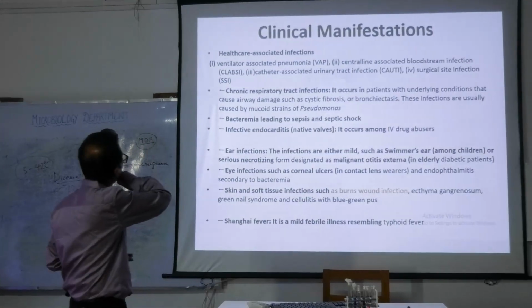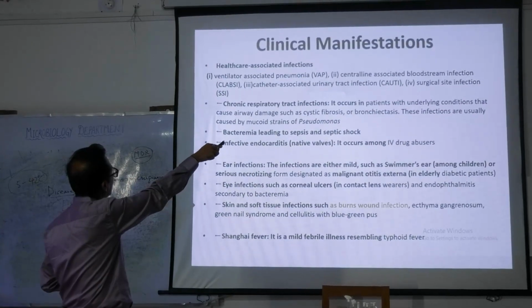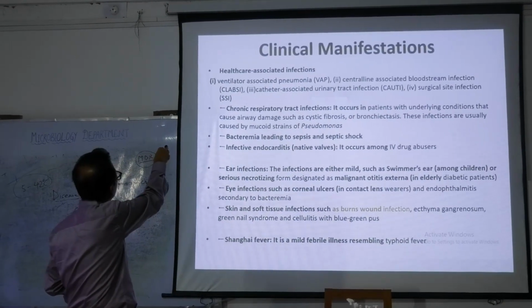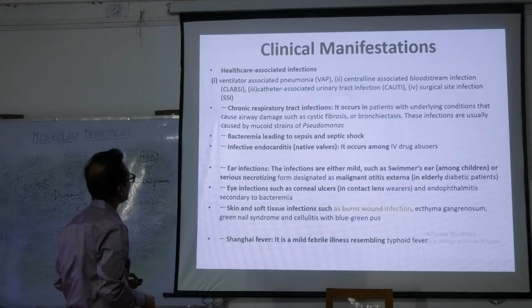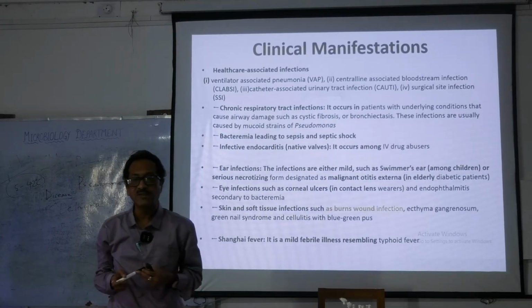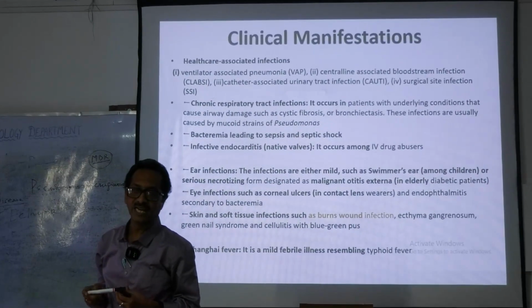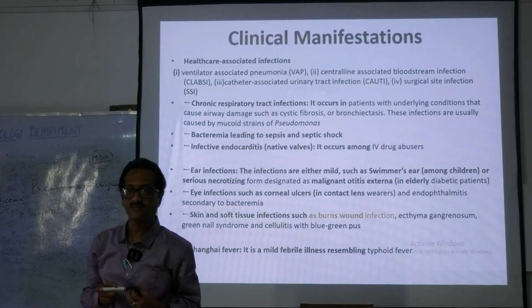Now, clinical features, I have already mentioned these things. The ventilator-associated pneumonia, central bloodstream infection, catheter-associated UTI, surgical site infection. Can anybody tell what is the definition of SSI? Surgical site infection, what is the definition?